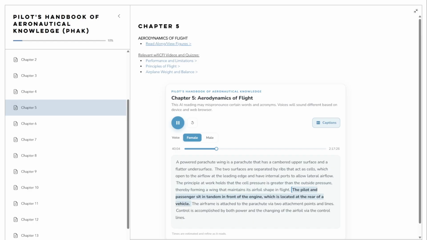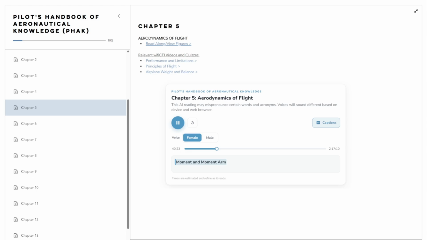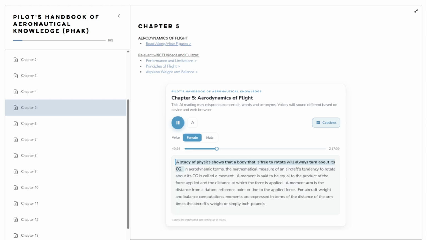The pilot and passenger sit in tandem in front of the engine, which is located at the rear of a vehicle. The airframe is attached to the parachute via two attachment points and lines. Control is accomplished by both power and the changing of the airfoil via the control lines. Moment and moment arm. A study of physics shows that a body that is free to rotate will always turn about its CG. In aerodynamic terms, the mathematical measure of an aircraft's tendency to rotate about its CG is called a moment. A moment is said to be equal to the product of the force applied and the distance at which the force is applied.